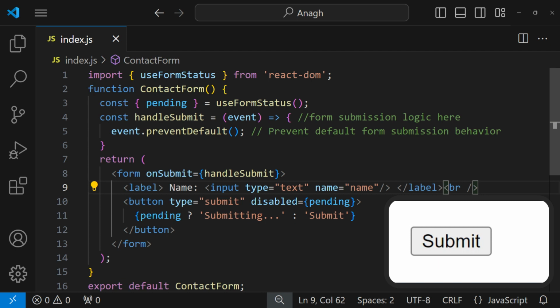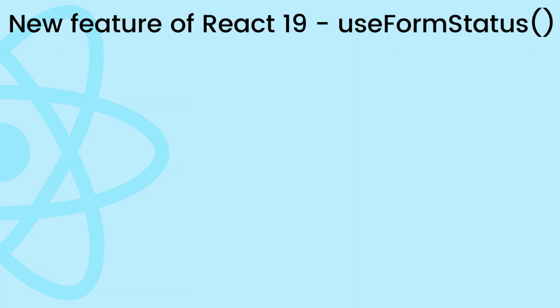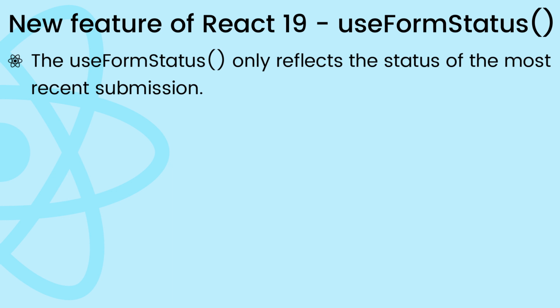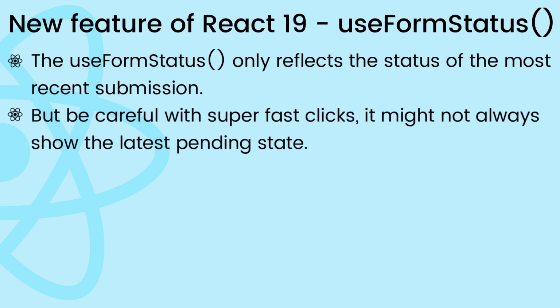The output will look like this. When we click on the submit button, it should disable the button, and also it changes the text to "Submitting". Keep in mind that useFormStatus only reflects the status of the most recent submission. If you have multiple submissions happening quickly, it might not always show the latest pending state.